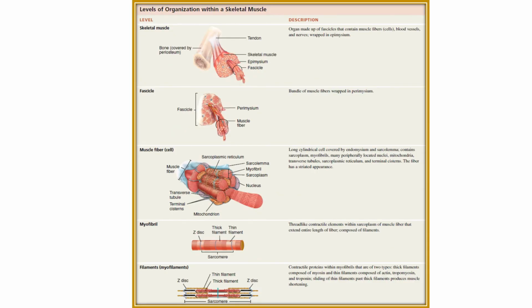This is the level of organization within a skeletal muscle. The first one is the skeletal muscle, then fascicle, then muscle fiber, which is the cell of the muscle tissue, then myofibril, and last of all the filaments, the myofilaments.